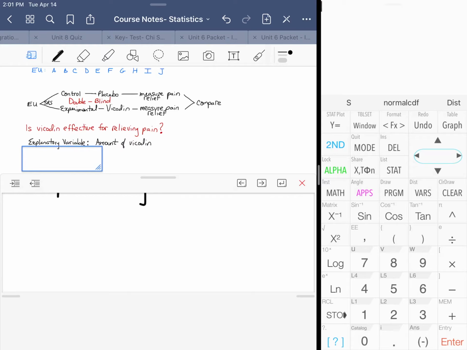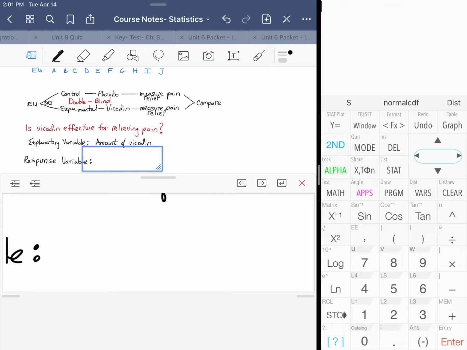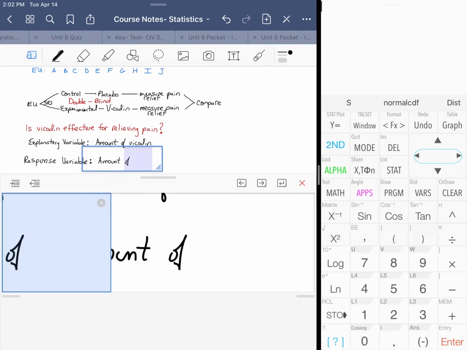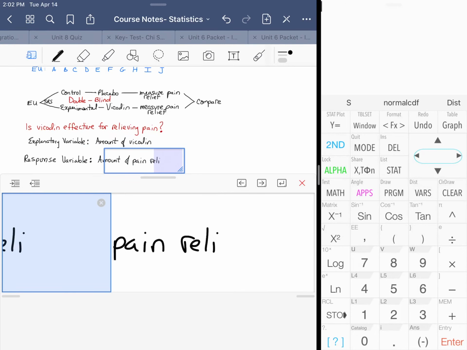In the case of a placebo, there's no Vicodin. In the case of the experimental group, there's some Vicodin. I'm not a doctor. I'm not a medical researcher, so I don't know dosages related to Vicodin. And even if I did, I don't know what the subject of this study is. So I'm just going to say amount of Vicodin. Response variable: I categorized it as pain relief. So this would be the amount of pain relief.